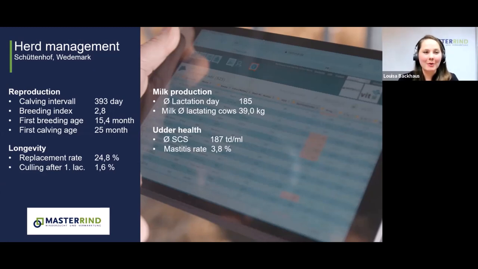Yeah, you can see some of our herd management numbers, like our milk production or our reproduction numbers, on the slide. Our first calving age, we want to have a little bit lower. We aim for 23 and a half, maybe 24 months, but we have to be a little bit better in the raising time there, and especially on our raising farms, that is quite a competition for the future.